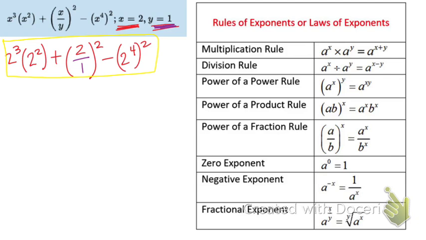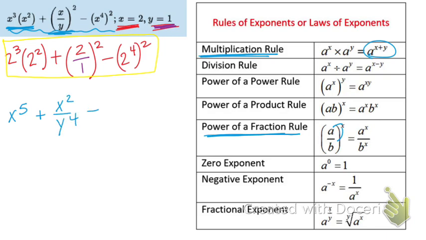The other way you can solve this is to first simplify this before you substitute it in. So just condense it a bit. So if I look at the first term, x to the third times x squared, that's the multiplication rule where I'm going to add the exponents. So that's going to be x to the fifth. And then the second term, that is the power of the fraction rule. So I'm just kind of adding my exponent to each of those numbers.